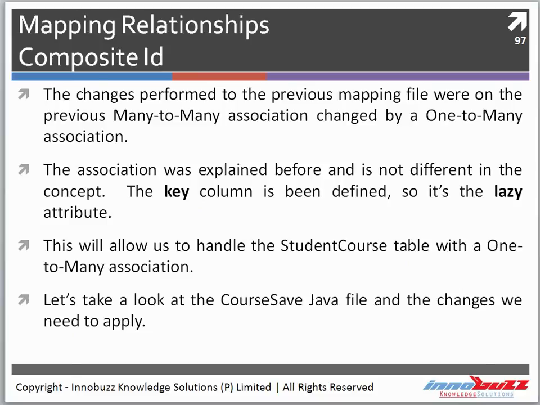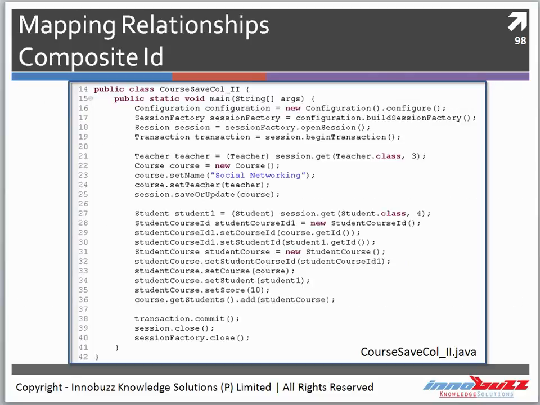Here, there is an example of saving a course with some students and their scores. At the beginning is the same as before. Then, the teacher that will be assigned to the course is being loaded. Then, the course is instantiated and all the attributes being set, and the save or update method is being called with the session object. Then, a student is being loaded and the new student course ID class is created.